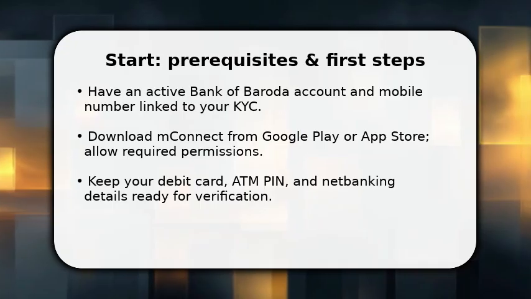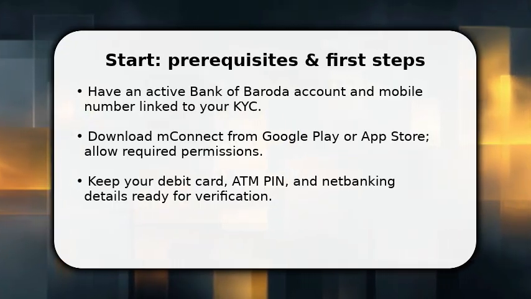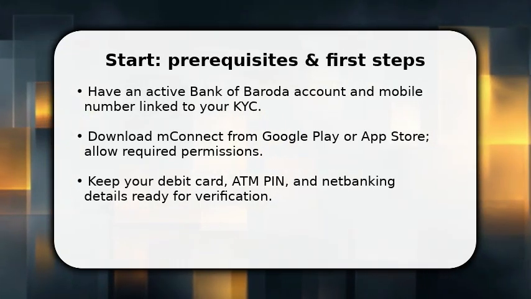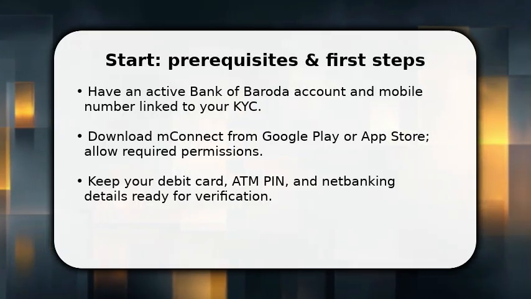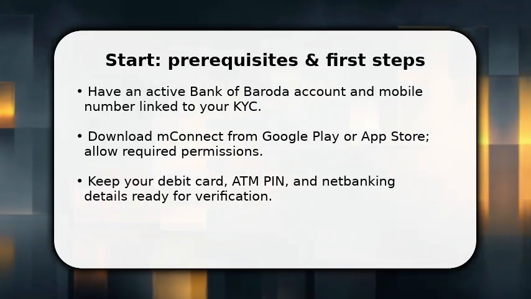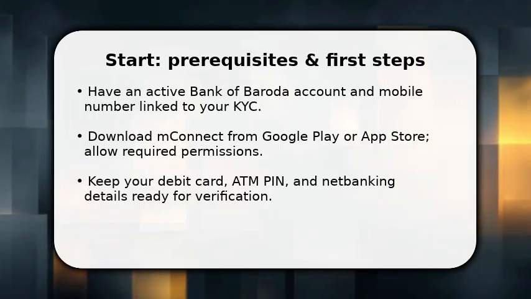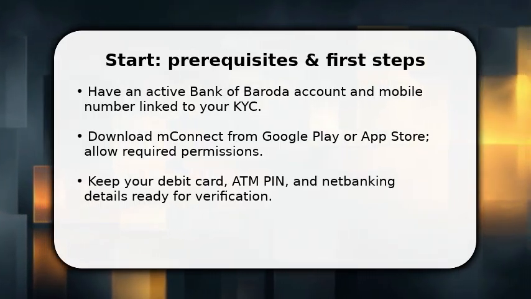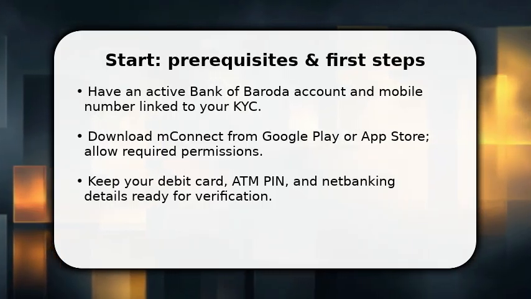You start by confirming your account is KYC complete and your mobile number is registered. This enables OTPs and security prompts. Once done, download Connect from the official store and grant permissions so the app can receive OTPs and use biometrics.